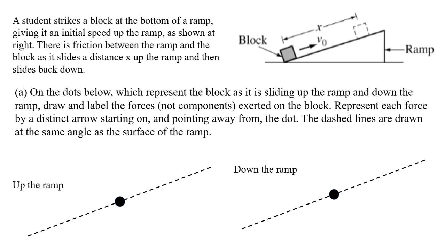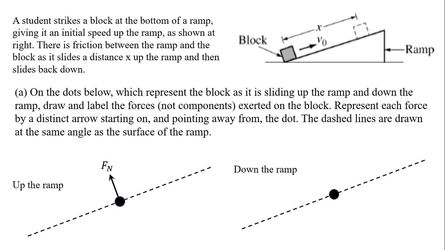The dots below represent basically your free body diagrams. The dashed lines are drawn at the same time. Draw and label the forces acting on the block, up the ramp and down the ramp. Now, it is true you will not have to do this. However, and you'll see this on your practice test, you will have to describe it. So how would I describe this?